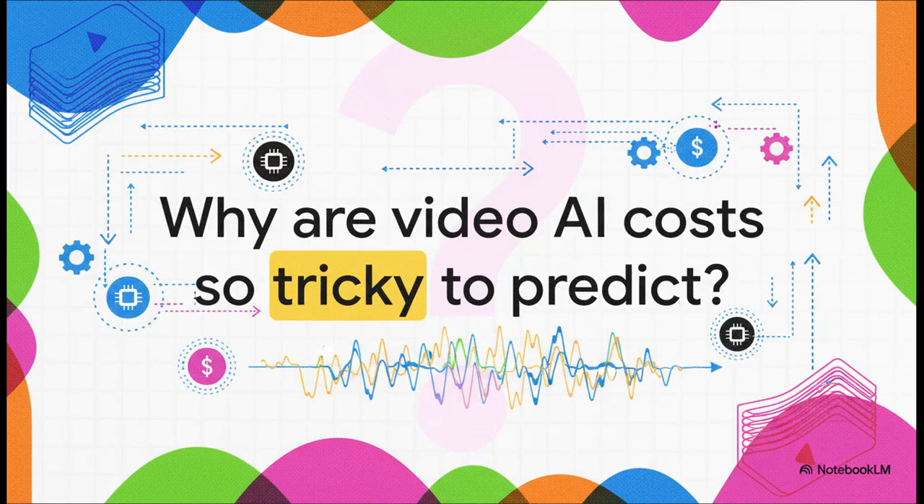So why is it so hard to guess what a batch of clips is going to cost you? Well, it's because you're not dealing with one simple calculation. Not at all. You're actually dealing with at least 4 different processes, and each one has its own cost structure, and they all compound on each other.